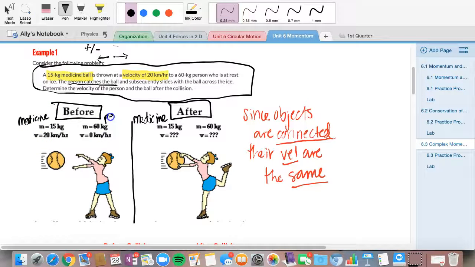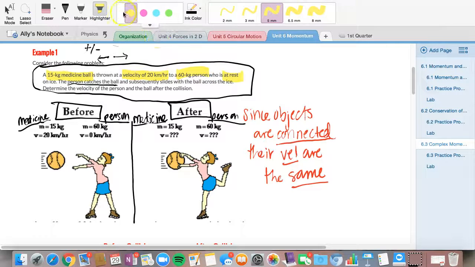Then we have the person before. The person, it says, has a mass of 60 kilograms. That's not going to change. So the person, here's his mass. So we're also going to put that on the after because the person's mass is not going to change, okay? And it says the person is at rest. That means that their velocity is 0. So that's what we put here. Velocity is 0.